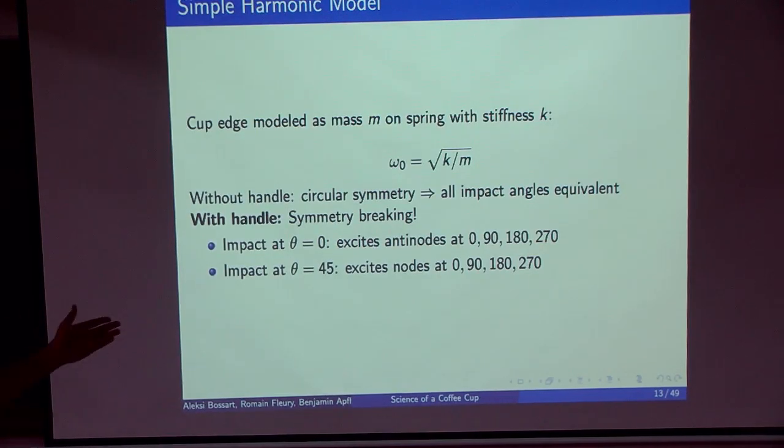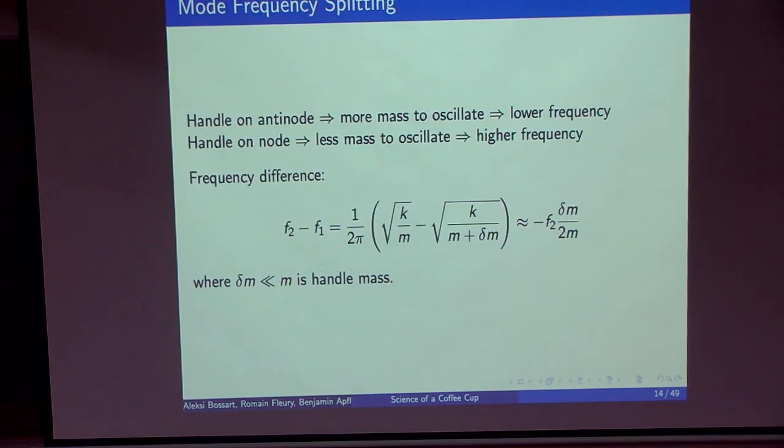Without a handle, circular symmetry should give us the same amount of sound at all angles. With a handle, the symmetry breaks. An impact at 0 degrees, straight at the handle, will excite the anti-nodes at 0, 90, 180, and an impact at 45 degrees excites the nodes at 0, 90, 180. So the handle on an anti-node means a lot of mass has to oscillate, and hence a lower frequency is given to us. The handle on a node means less mass to oscillate and a higher frequency.